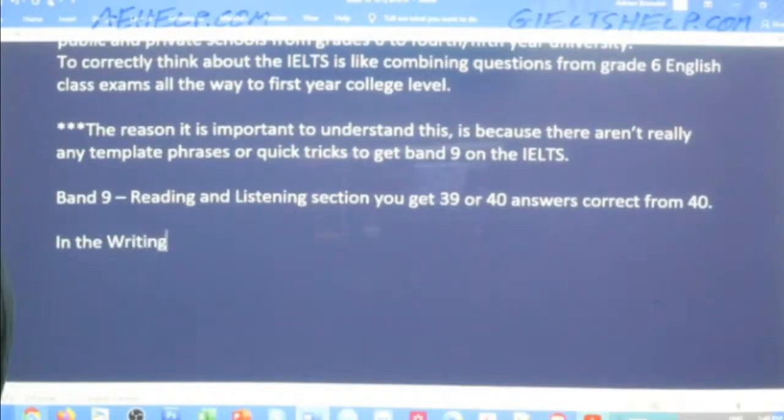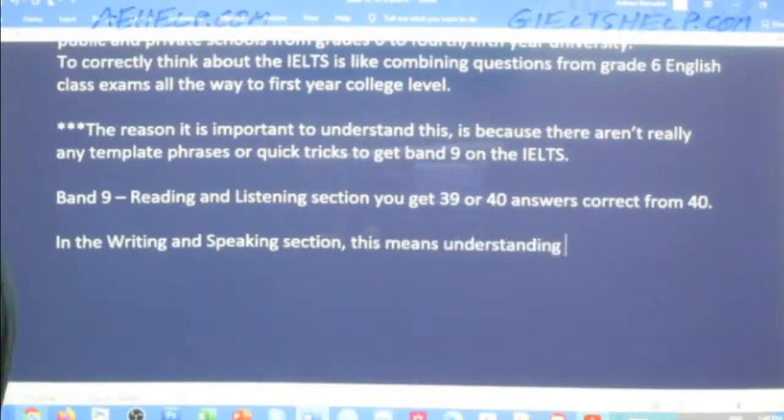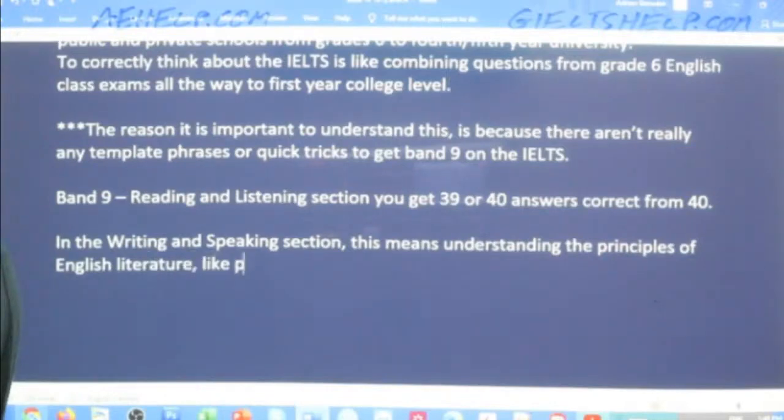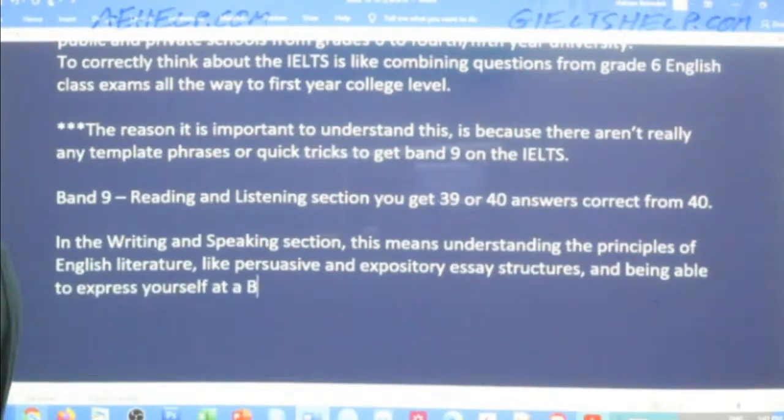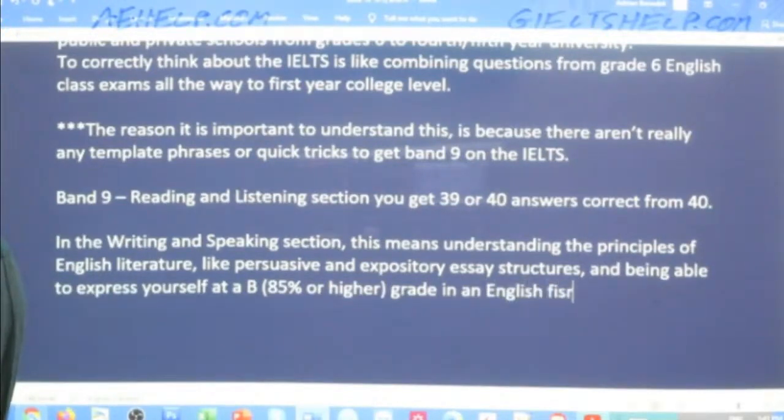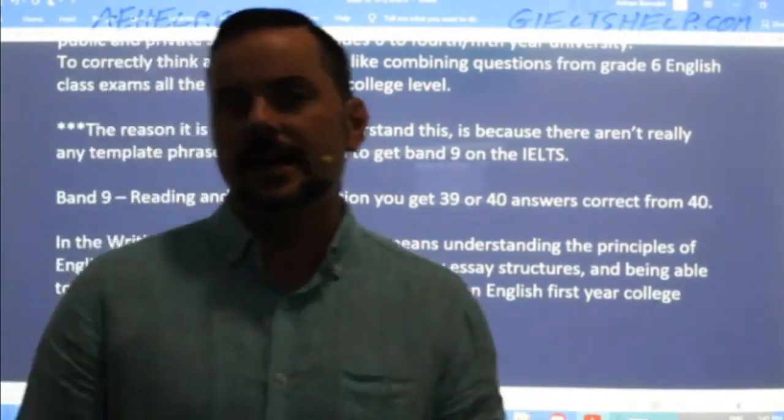So in the writing and speaking section, this means understanding the principles of English literature, like persuasive and expository essay structures, and being able to express yourself at a B, or let's say 85% or higher grade, in a first year college English class. Now you don't need a band 9, of course, to get into university.